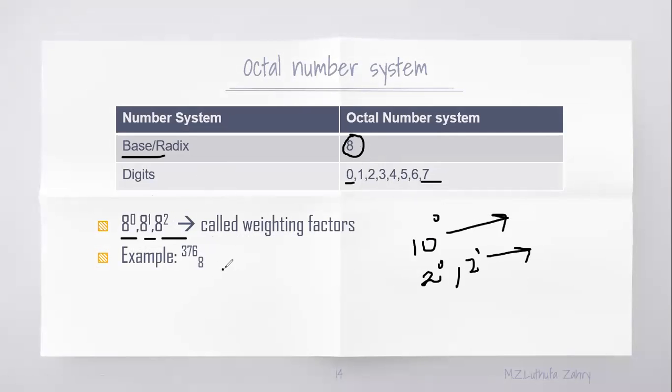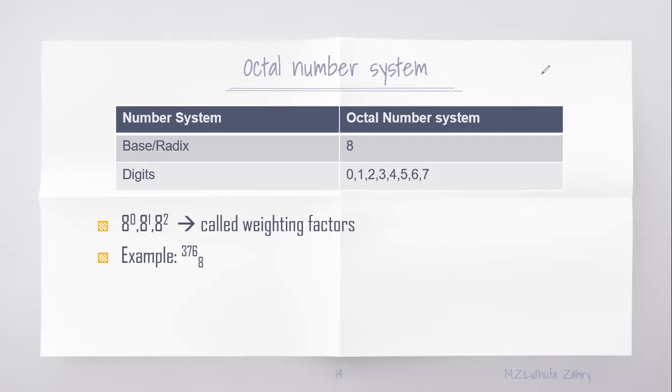For example, if you take 376, 376 is an octal number when you put the base there. You have to put the base there. If not, you can also take it as a decimal number if you don't put the base. So be very careful with the base.